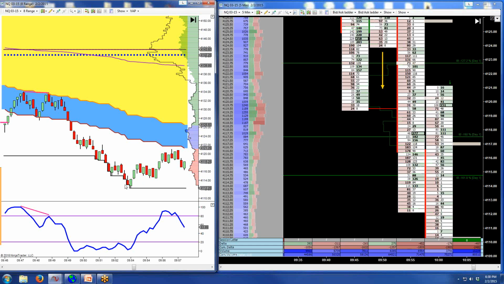I'm trying to find my shortcut. I always have trouble with Ninja's shortcuts. I don't know why that is.